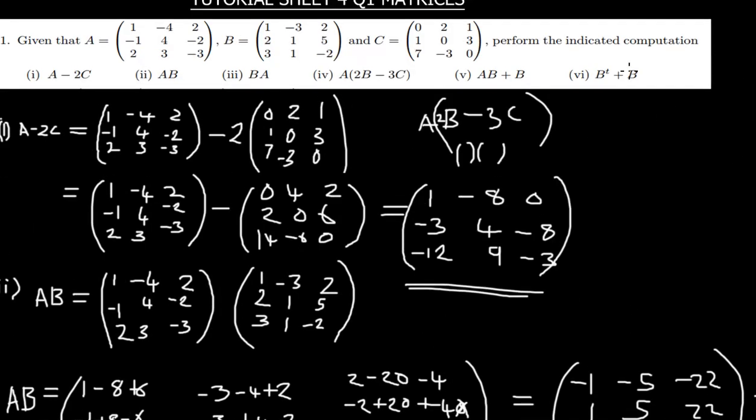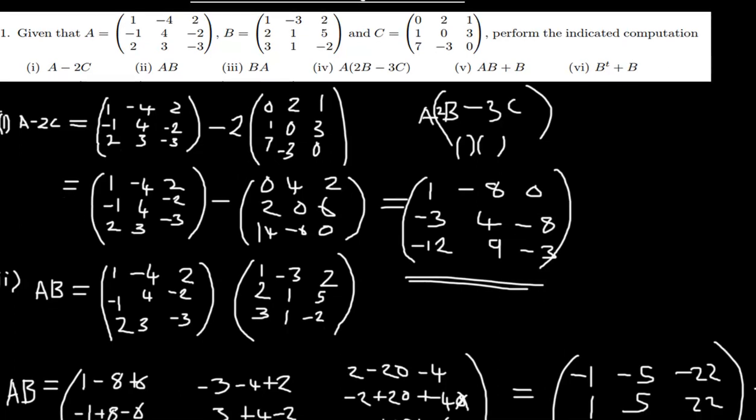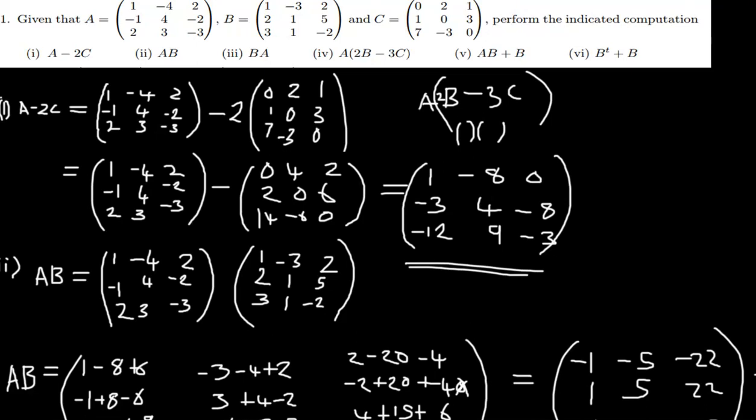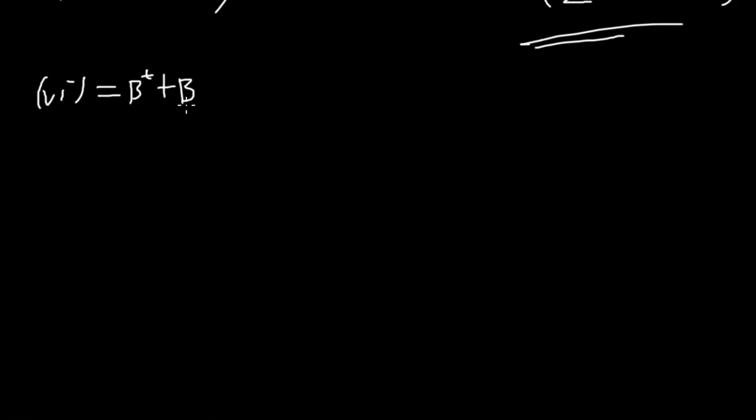We move on to the last part there. So B transpose plus B. First, you need to understand what a transpose of a matrix is. So let me just copy B. So on question 6, I guess. Question 6 is saying B transpose plus B. So you need to understand what a transpose of a matrix is.